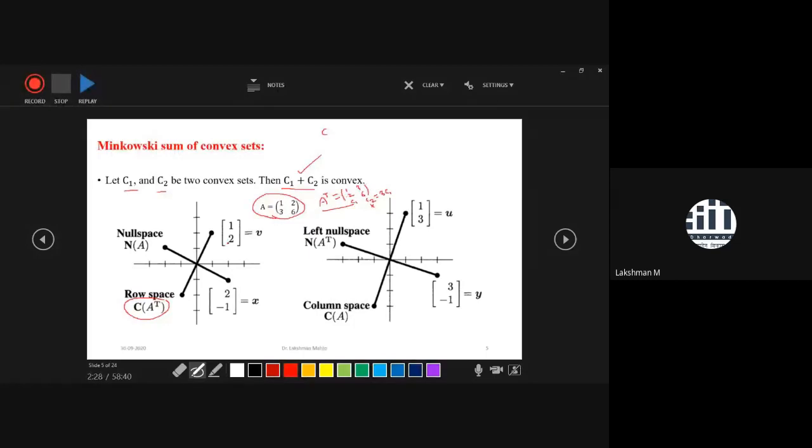If you are having a single direction, then what is the resultant? You will get a single line. This is the single line. So the column space of A transpose, that means the row space of A, is just a line with direction (1, 2) and passing through the origin.